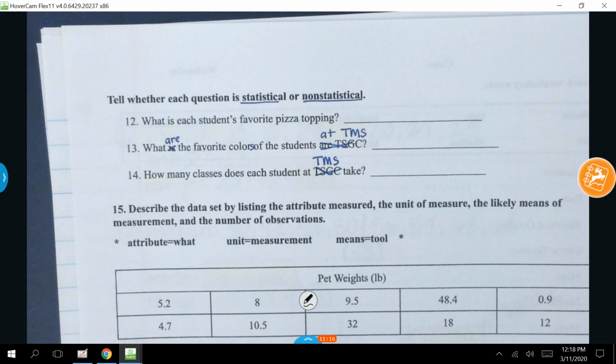All right. I am going to send out the answers tonight. Make sure you check those. I'll send a picture out. It'll be on my website. It'll also be on Remind.